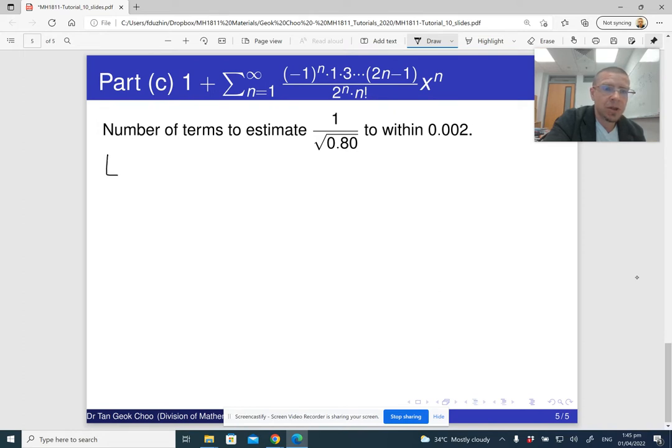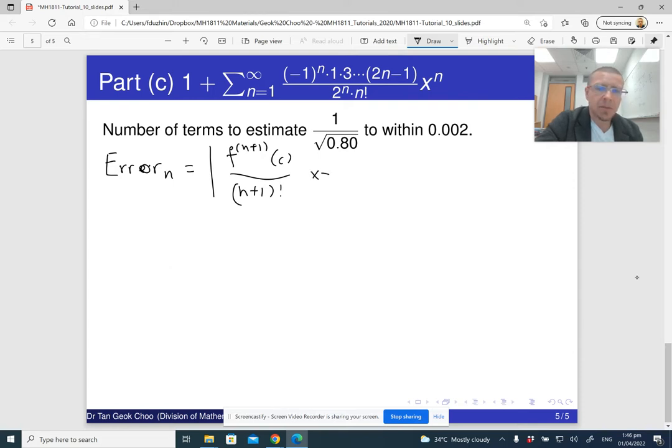So the general formula is that the error of estimating the function with the sum of its first n terms of its Taylor series is this, right? It's f n plus 1 of c. So this is the derivative of order n plus 1 divided by n plus 1 factorial times x minus a raised to the power n plus 1. Now, this is the general formula.